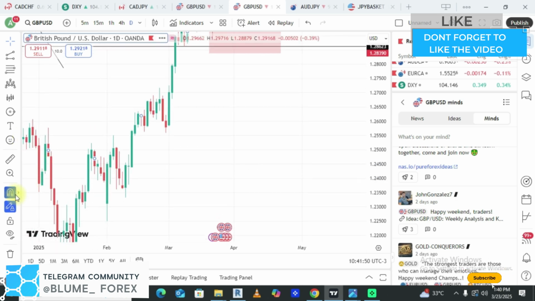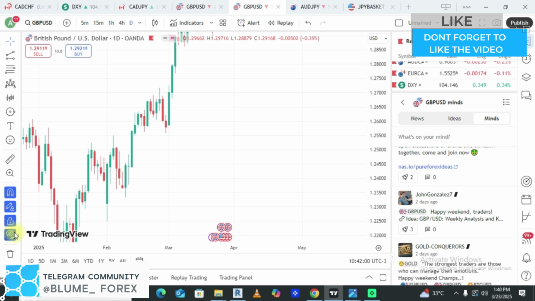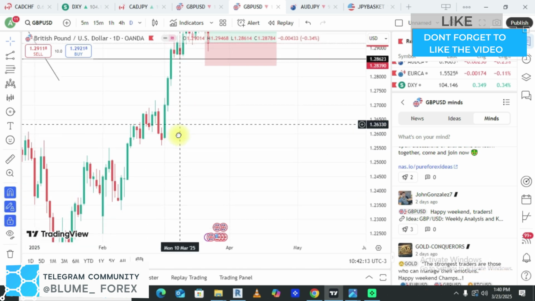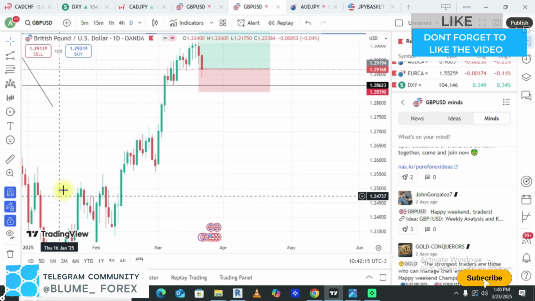Yes, and then here you can lock, I think you can lock your drawings at this tab. You can lock all your drawings at this tab, and then you can also hide all your drawings at this tab. I don't use these tools, but this is to keep your drawings. I don't use these two. So once you lock them, whatever analysis you do on the chart, they are going to be on the chart every time you reload the charts.